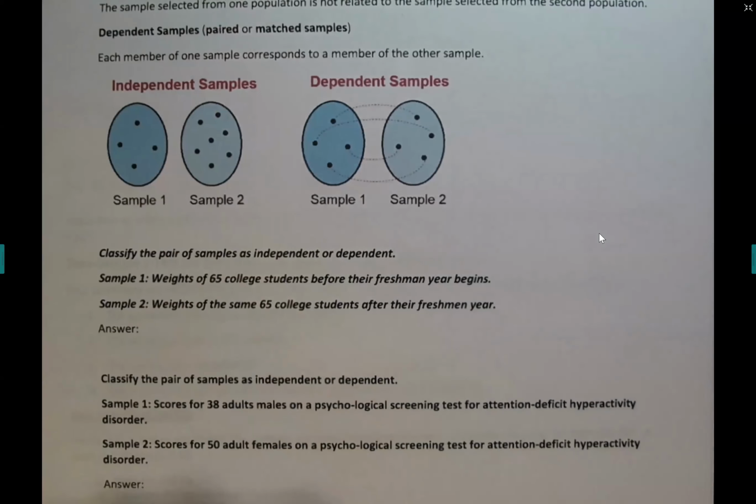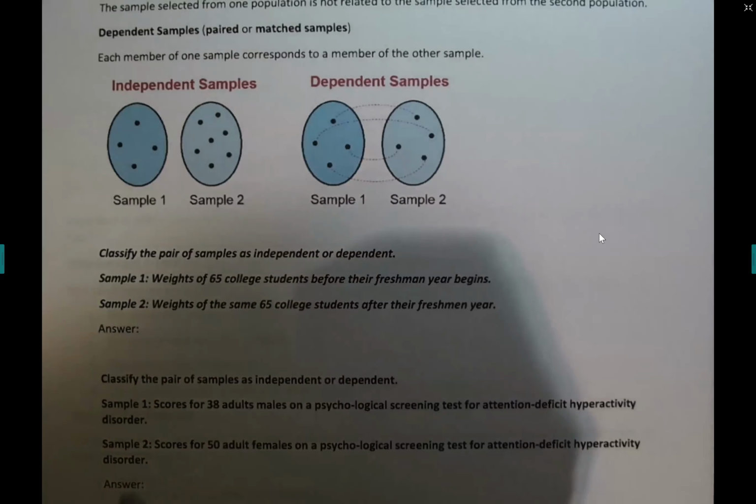Classify the pair of samples as independent or dependent. Weights of 65 college students before their freshman year begins, weights of the same 65 college students after their freshman year. What do you guys think?